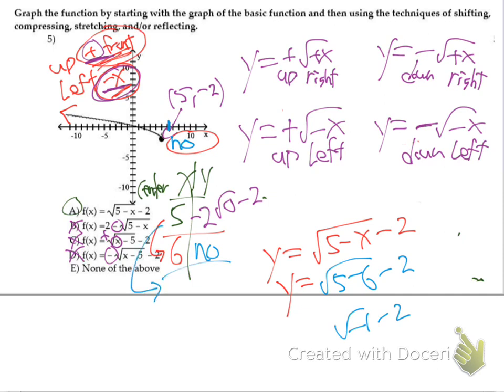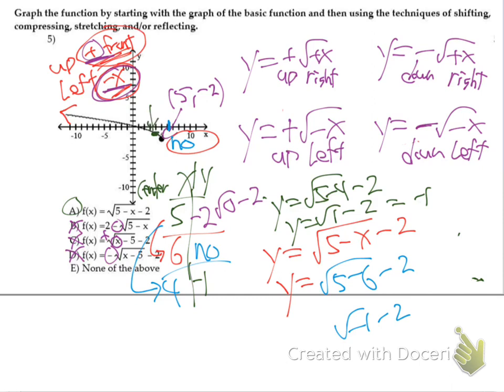Instead, if you want to be triply sure, try subtracting 1 instead of adding 1. If you plug in 4, y equals the square root of 5 minus 4, minus 2, square root of 1 minus 2, that's negative 1. Over 4, down 1, right there, beautiful. It's all lining up. A is for sure the option. Do you see that? See how the table gives us confidence?